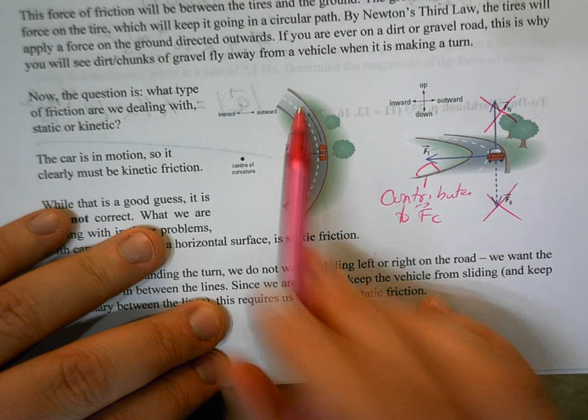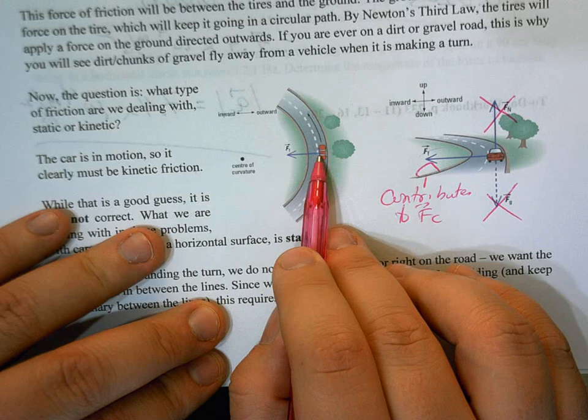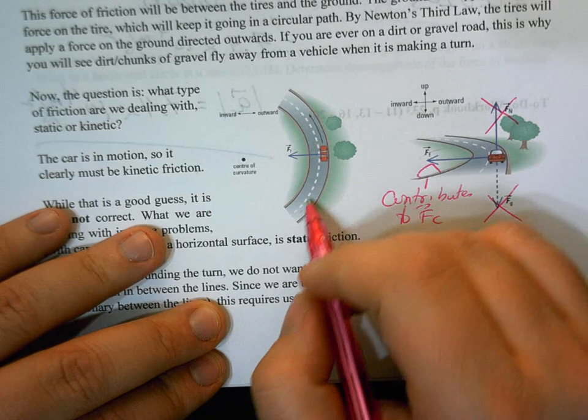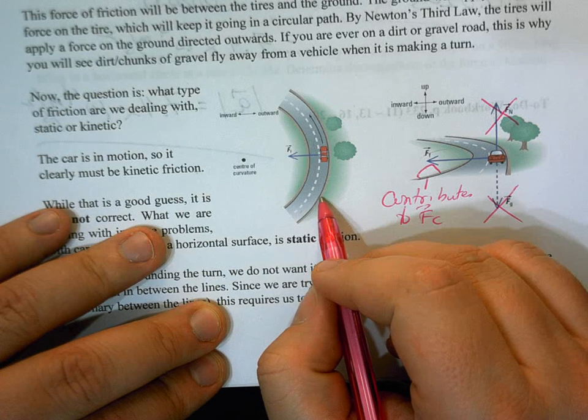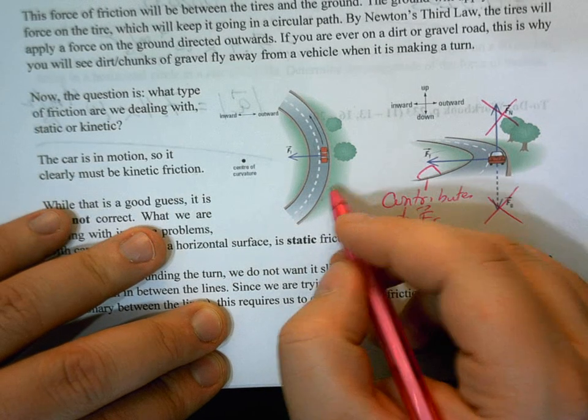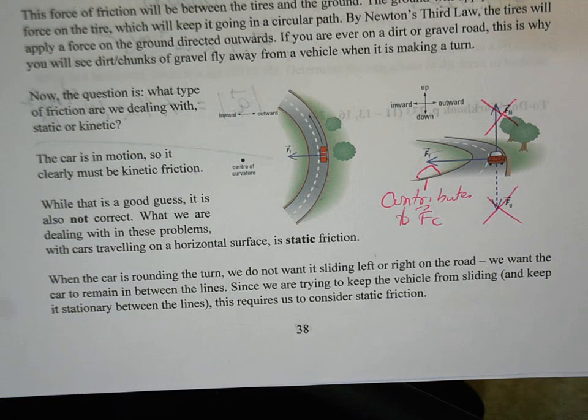because you want to keep in mind that when the car is navigating around the turn, we want the car to stay between the lines. We don't want it to slide to the left, nor do we want it to slide to the right. We just want it to stay in between the lines. So we want it fixed between the line and the edge here. Because we don't want it moving between this space, we're actually dealing with the force of static friction.